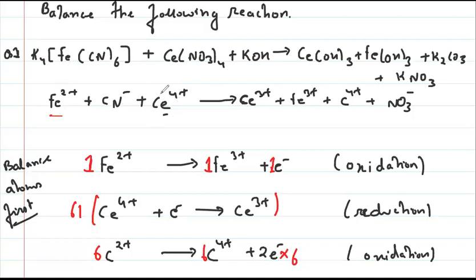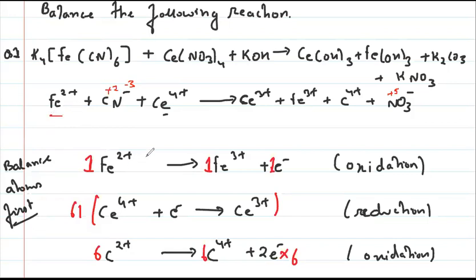In CN-, this carbon has a charge of +2. Now this is Ce3+, Fe3+, carbon +4, NO3-. So this nitrogen has a charge of +5 and this nitrogen has a charge of -3. So if you can see here, we have 4 elements which are getting either oxidized or reduced, right? So this is step 1, same.